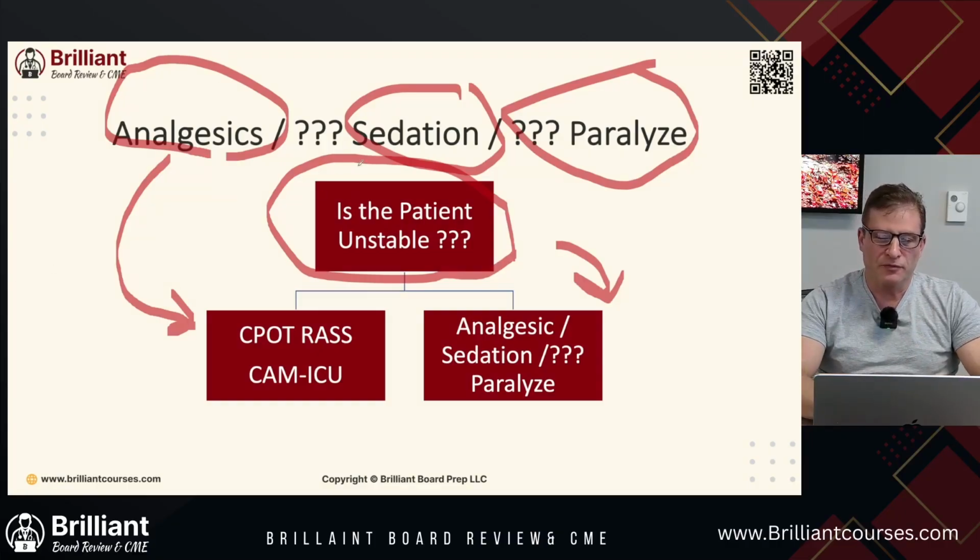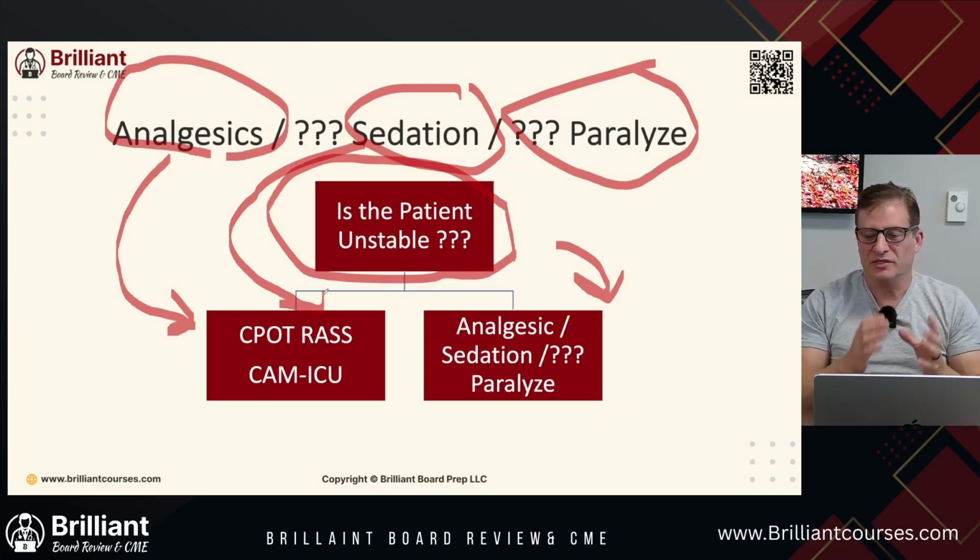Another thing you can do for sedation is you use RASS. This is one of the scores. There's several of them out there. It's the Richmond Agitation Sedation Score. Basically, what you're doing is seeing how agitated they are, and you adjust it.